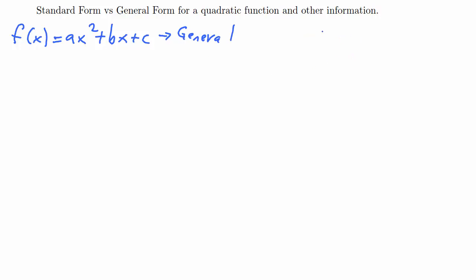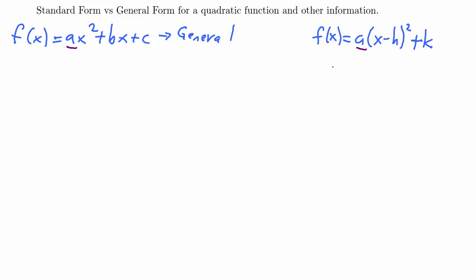The standard form is going to look like this. It's going to be a times x minus h squared plus k. Now, one thing I want you to notice here, this a and this a are the same thing. So this is this. Okay.